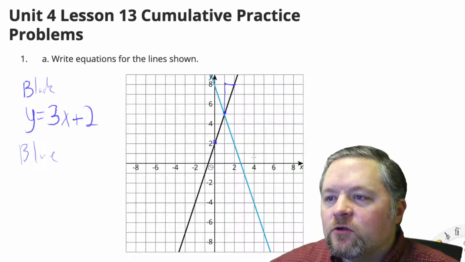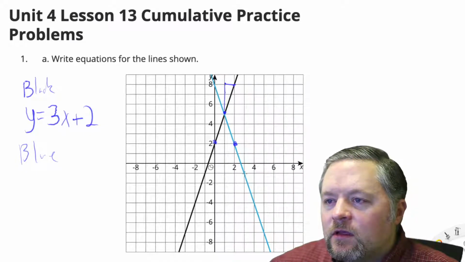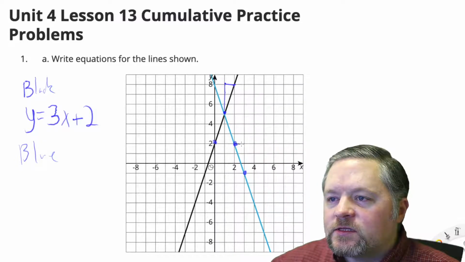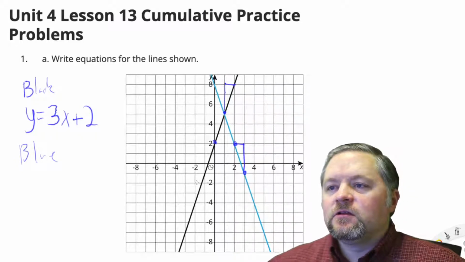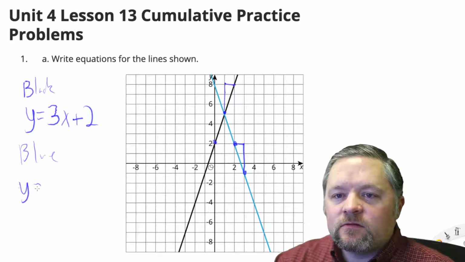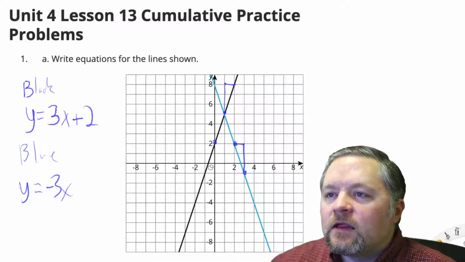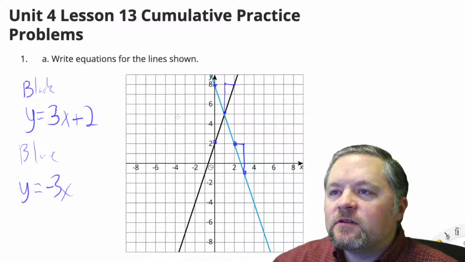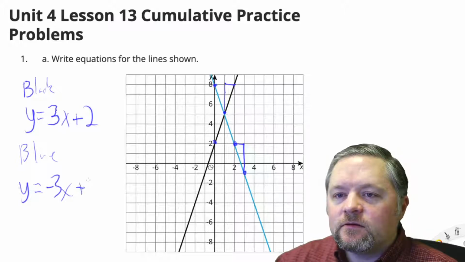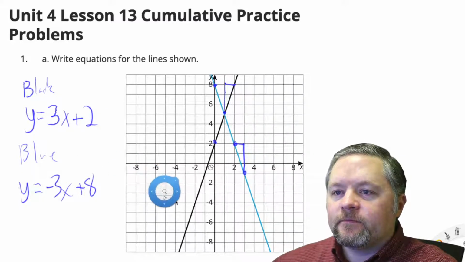And the blue line, find a couple of nice points. It looks like a rise of 3 and a run of 1, but it's going down. And our y-intercept looks like 8. Okay.